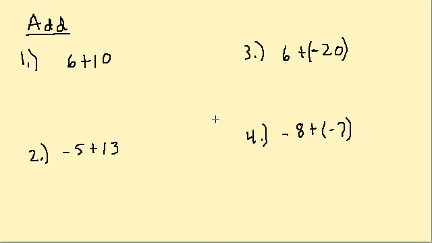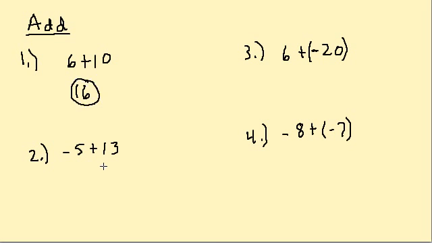So let's take a look at this one. Number 1, we have 6 plus 10. Well, that's positive 6 plus positive 10. Well, the signs are alike, so we add the 6 and the 10, and that gives us 16. And the common sign, they're both positive, so the answer's positive.